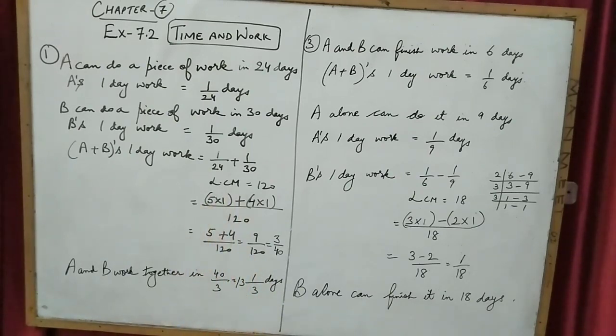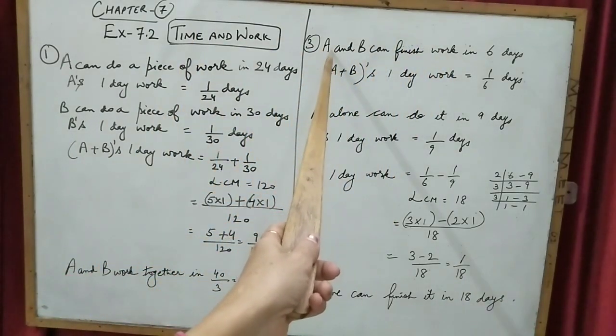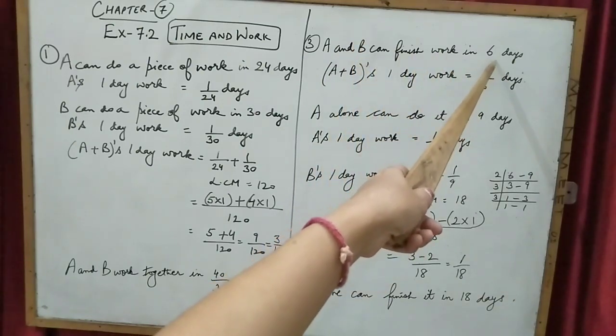Now children, the second one is the same. See the third one: A and B working together can finish a piece of work in 6 days, while A alone can do it in 9 days. In how much time can B alone do it? Here the sum is twisted. Now see, A and B can finish the work. Both are doing, A is also doing, B is also doing, both in 6 days.